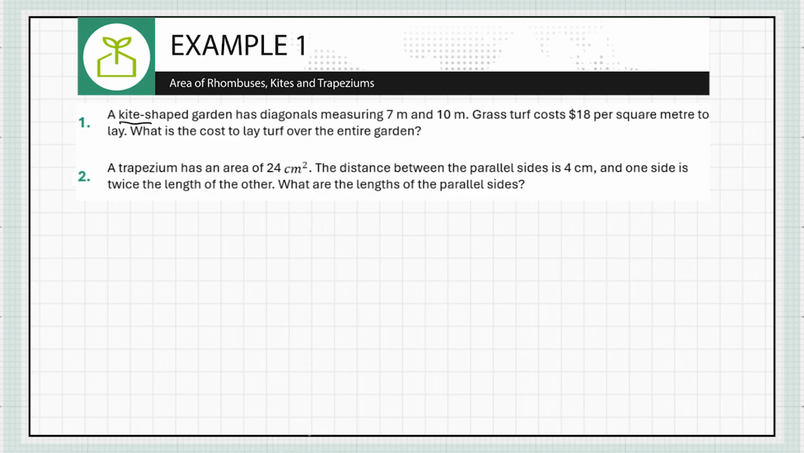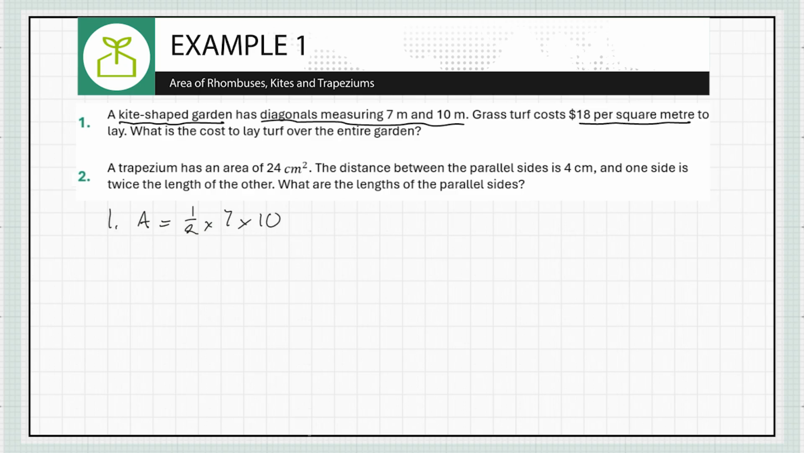So we have a kite-shaped garden for number 1, and it has diagonals measuring 7 meters and 10 meters. Now, grass turf costs $18 per square meter to lay. So what is the cost of laying turf over the entire garden? So in order to solve a question like this, we first have to determine the area. The area is going to be a half times our 2 diagonals.